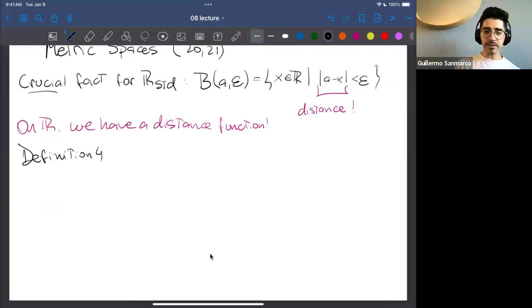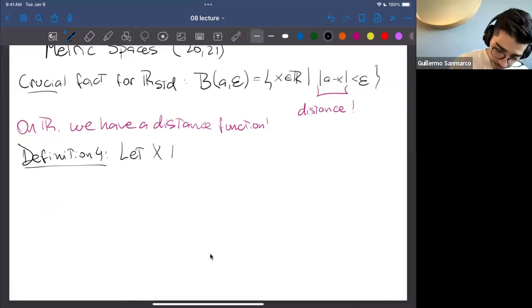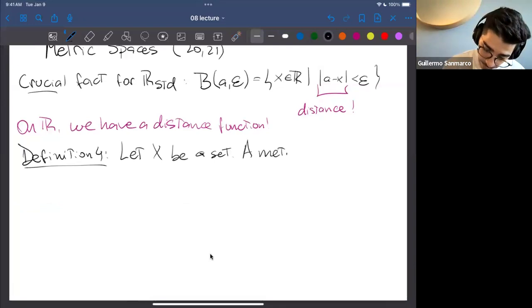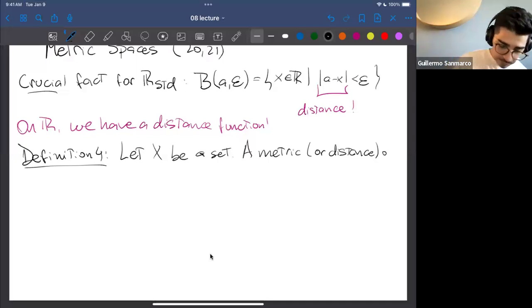Here we start with just a set. There's no topology at this point. Let's start with a set, and I'm going to define what's a metric on X. A metric, also called distance, on X is going to be a function.